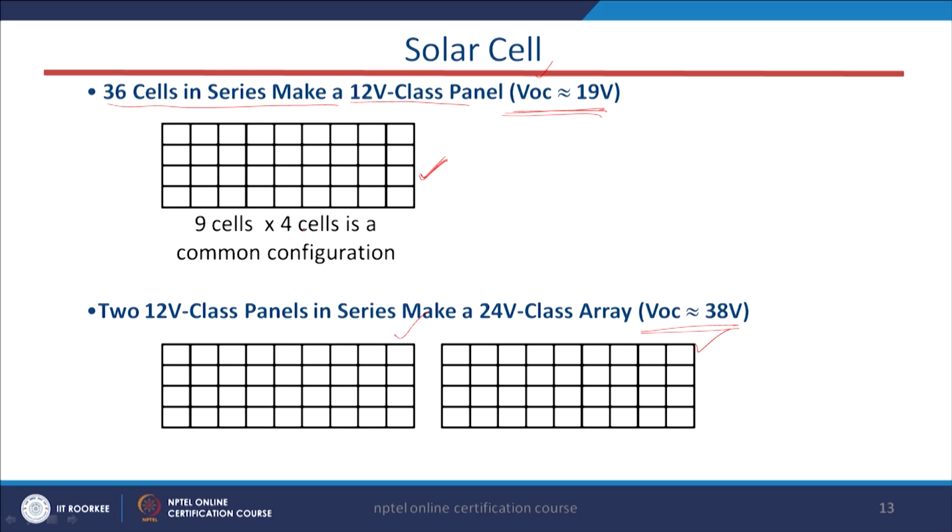Similarly, if we connect different cells in series or parallel, we will get the corresponding voltage. That means if we increase the number of cells in series, the voltage will increase, and if we increase the number of cells or number of panels in parallel, the current magnitude will increase.